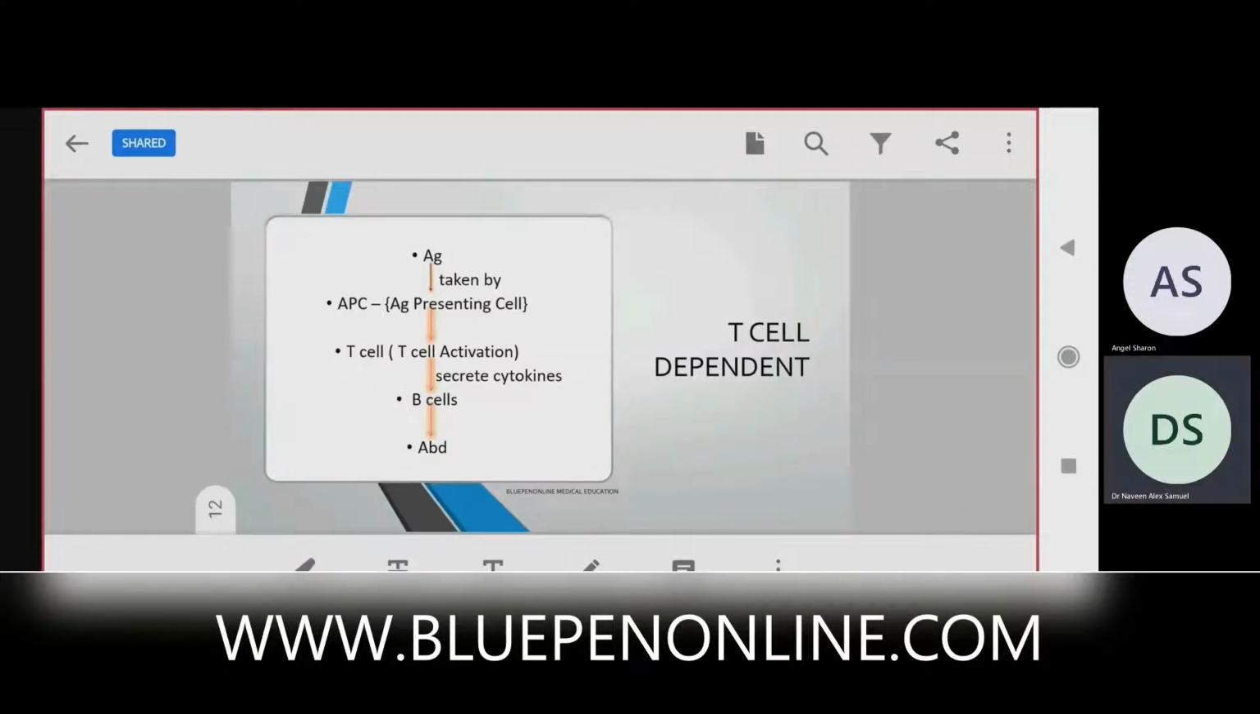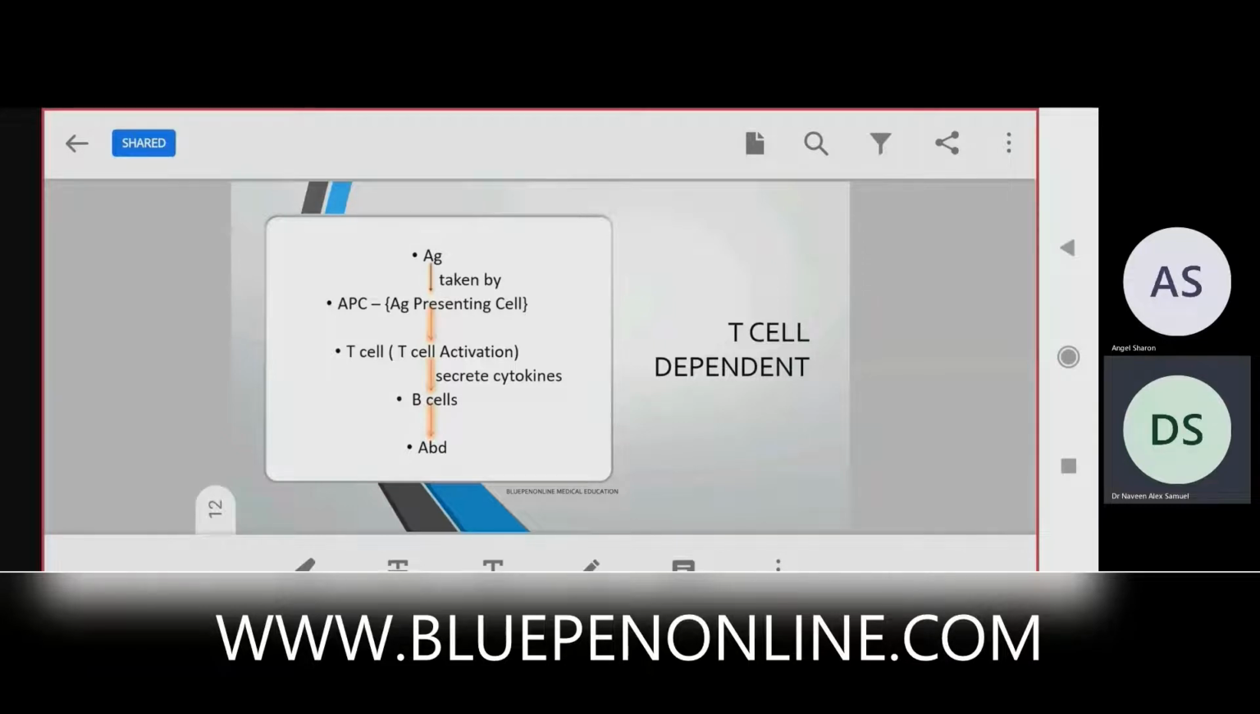So in the T cell dependent antigen class, first the antigen enters the body. Once the antigen enters the body, it is taken up by the antigen presenting cells. Antigen presenting cells present the antigen to the T cell. Why are they called antigen presenting cells? Because they present the antigen to the T cells. And once the antigen is presented to the T cell, the T cell gets activated and secretes cytokines. These cytokines go and activate the B cells, and the B cells form plasma cells, and the plasma cells produce antibody.